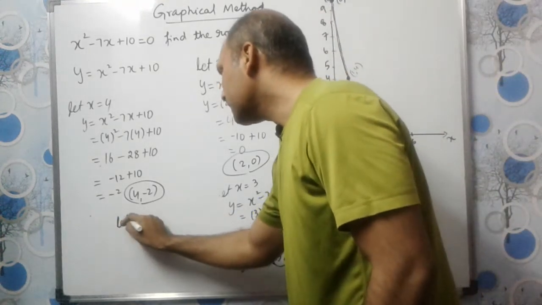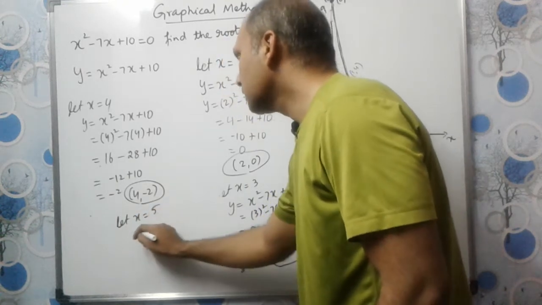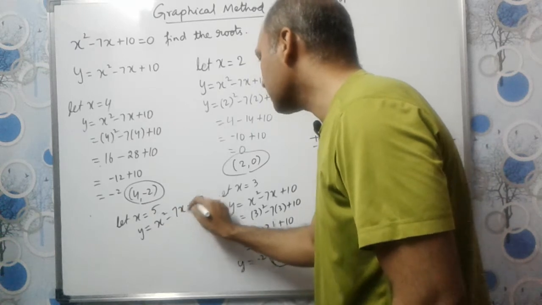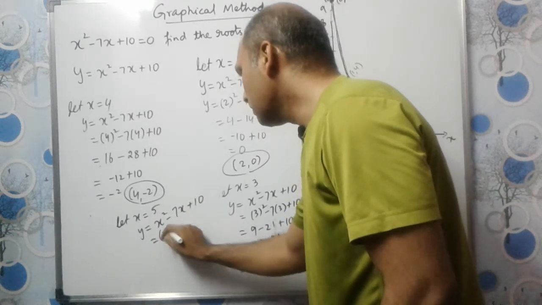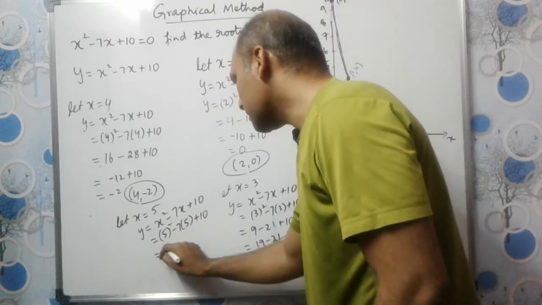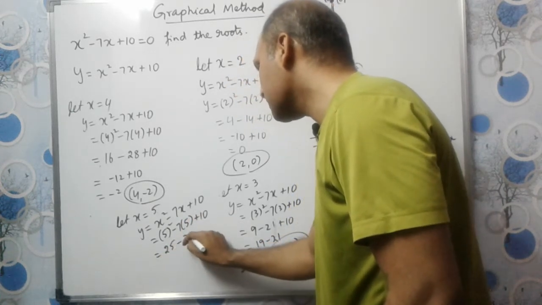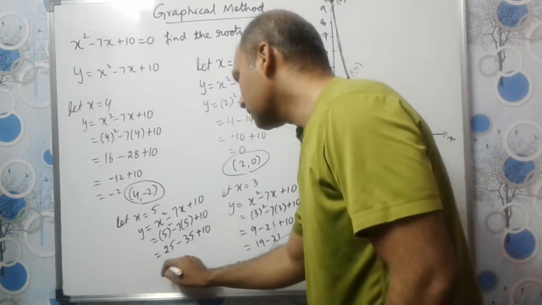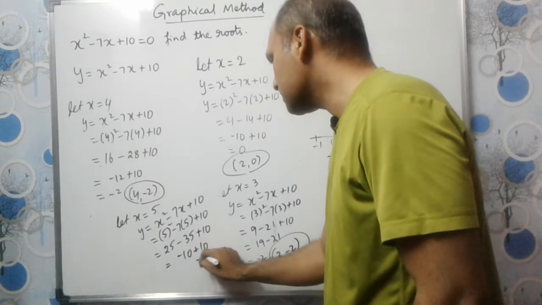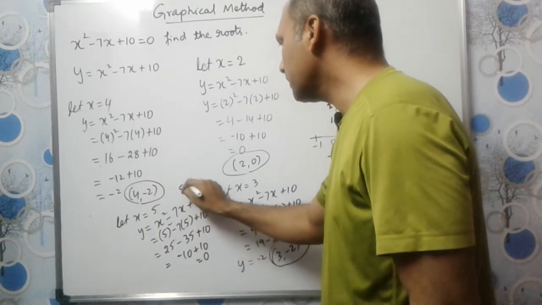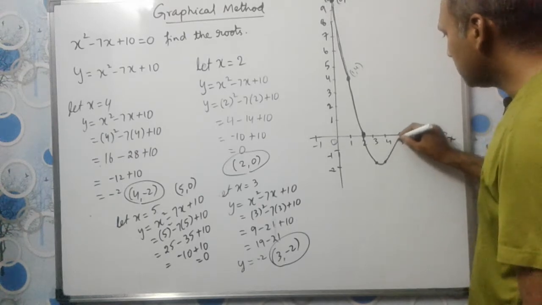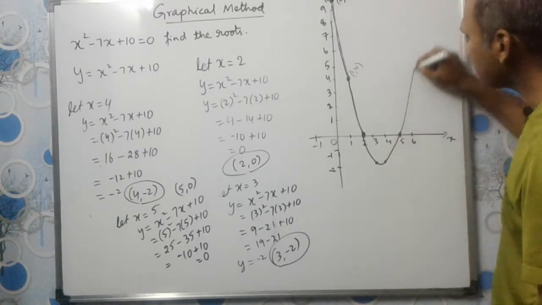Now let x is equal to 5. Now what was y? y was equal to x square minus 7x plus 10. So this will be equal to 5 square minus 7 into 5 plus 10. 5 square is 25. 7 5s is 35 plus 10. 25 minus 35 is minus 10. Minus 10 plus 10 is equal to 0. So what is the point we need to plot? 5 comma 0. So we got 5 comma 0 here. So this is the point, and just extend this.